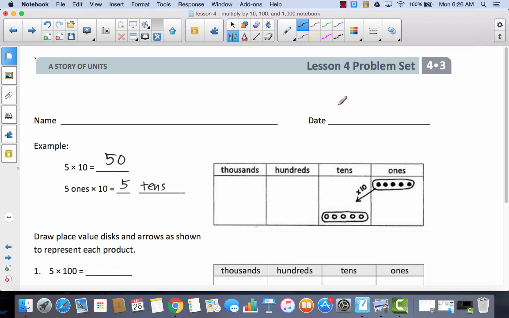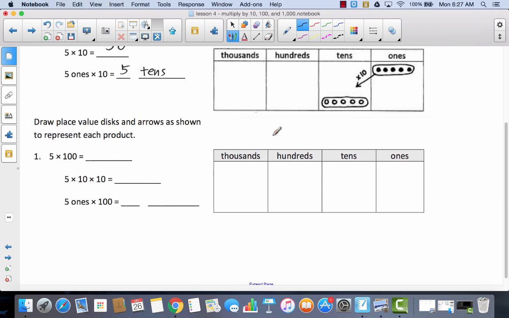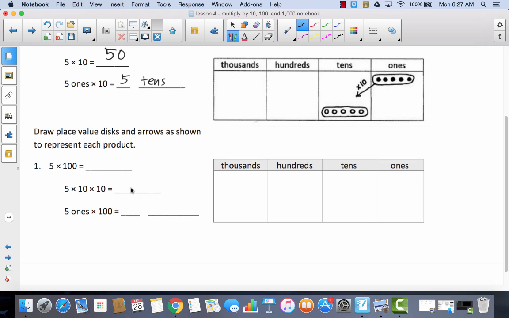So for the example, we had 5 times 10, which was 5 ones times 10, which equaled 5 tens, or 50. So we're going to do a little bit of this modeling, and then we're going to do some unit form and some standard form. So we're going to draw a place value disk and arrows to represent each product. So we're beginning with 5 times 100. So I'm going to start with 5 ones.